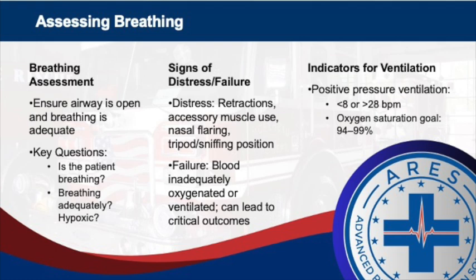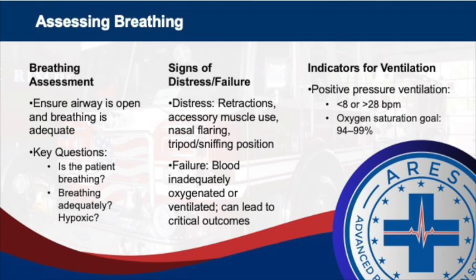If the patient isn't breathing or if their breathing is too slow or shallow, you'll need to perform positive pressure ventilations immediately. For patients who are breathing but remain hypoxic, administer oxygen with a goal of achieving an oxygen saturation of 94% to 99%. If you encounter new breathing problems after your initial assessment, reevaluate the airway and adjust your interventions as needed.